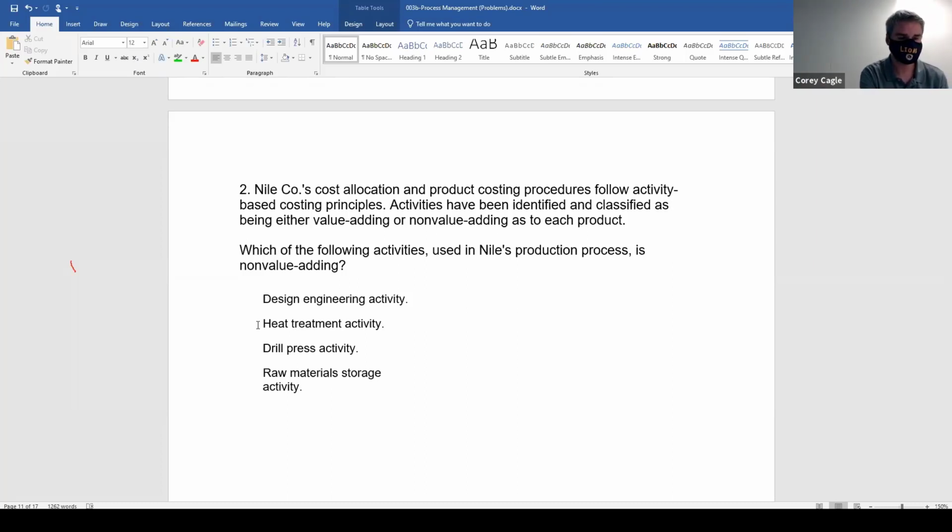Drill press, they take away that, your product's not going to be doing what it's supposed to do. But what about raw material storage? They don't care how those materials are stored, where they came from, how long. That's something that's adding no value. So we need to reduce that to the extent possible, right?